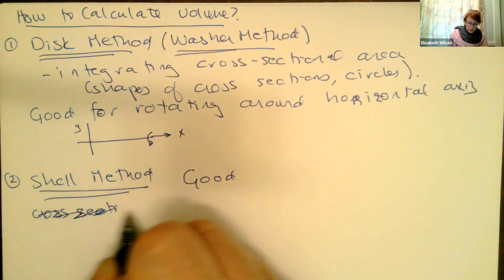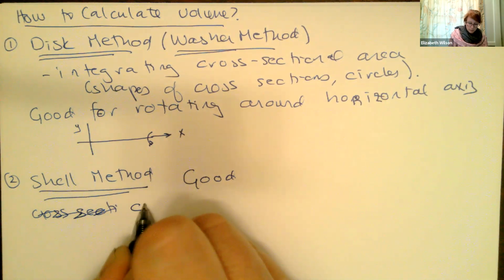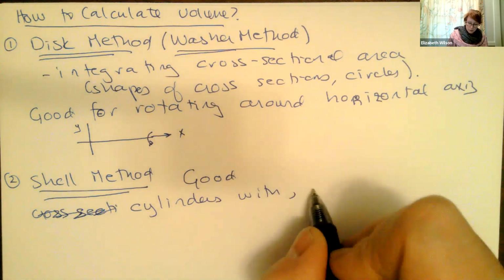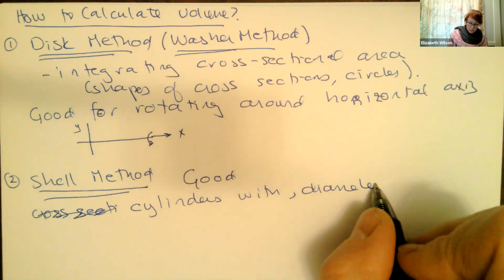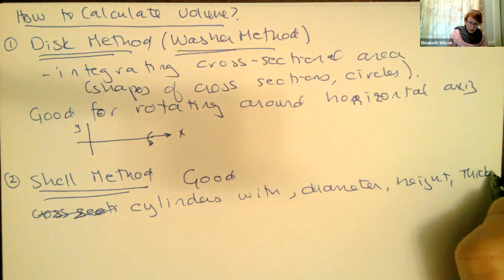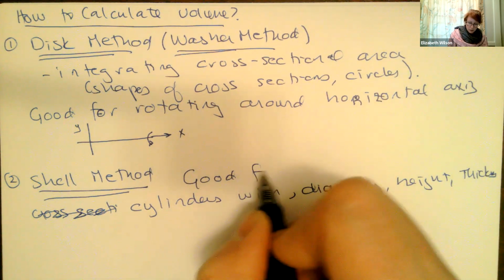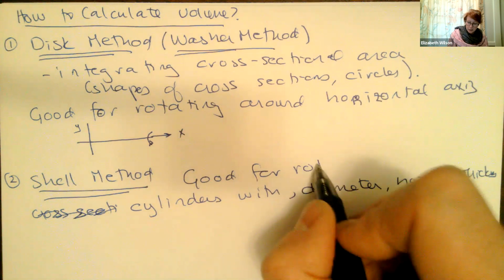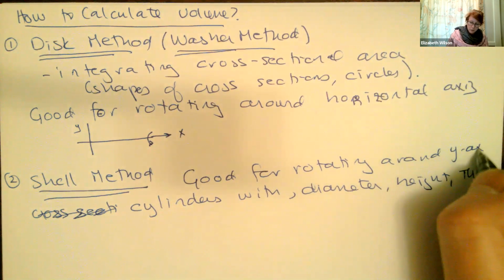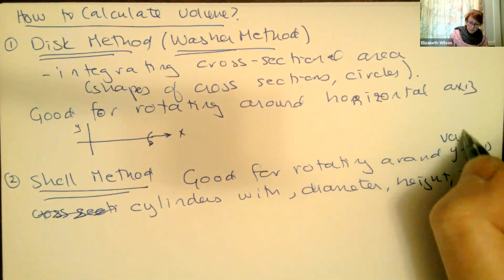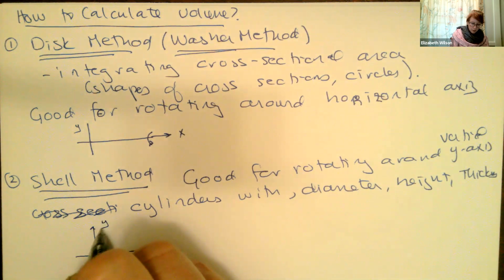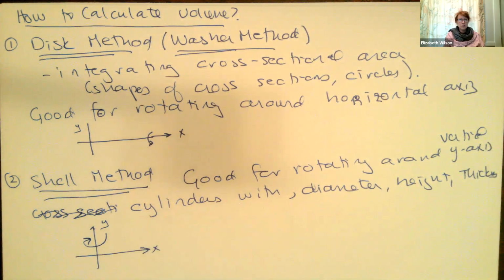We're going to do basically little cylinders with a diameter, height, and thickness, and we're going to calculate this. So this is good for rotating around the y-axis, or vertical. This is like when I have this, and I want to go this way. So we're going to use the shell method.